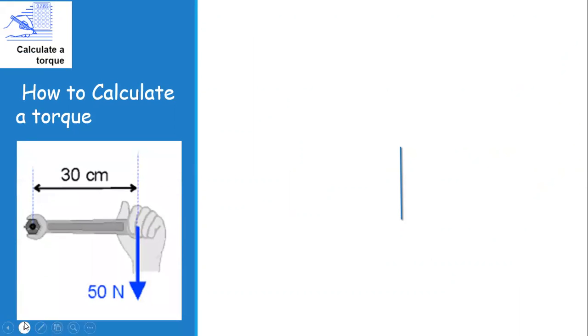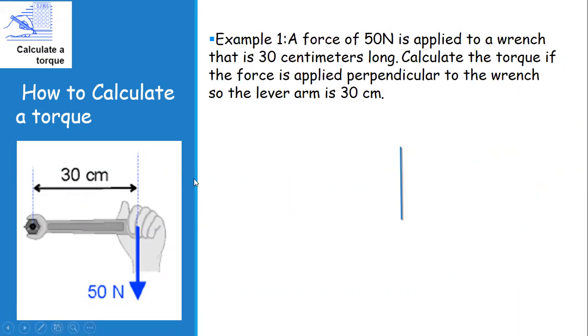Now how to do these numericals? Example: a force of 50 newton is applied to a wrench. This is the wrench, and the force applied is 50 newton. This is the line of action of the force. The wrench is 30 centimeter long, which means the moment arm is 30 centimeter. Calculate the torque if the force is applied perpendicular to the wrench, so the lever arm is 30 centimeter.